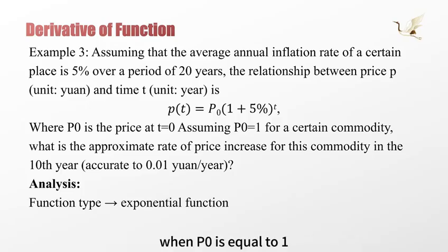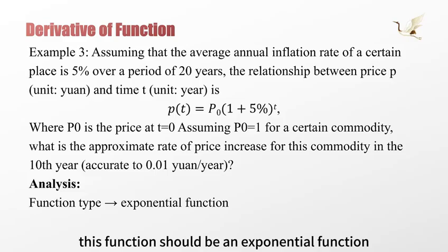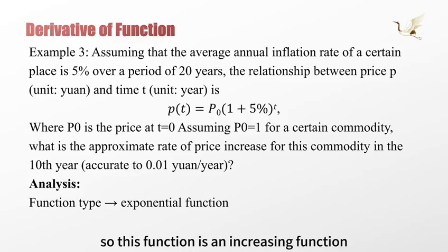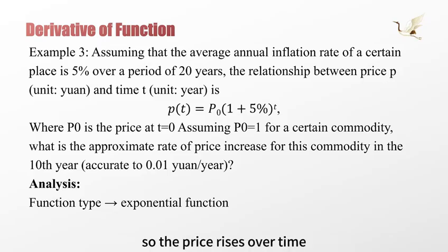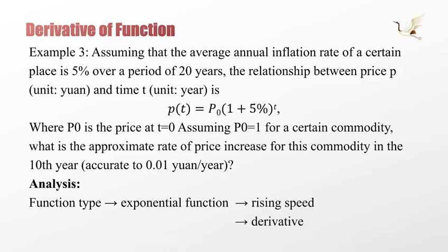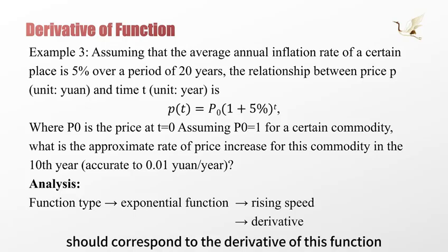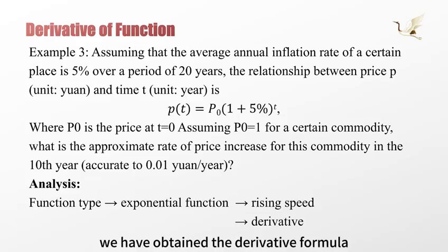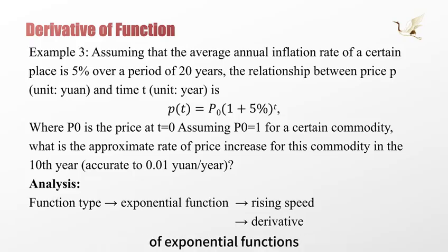When P0 is equal to 1, this function should be an exponential function, and the base should be 1.05, so this is an exponential function with a base greater than 1. So this function is an increasing function, so the price rises over time. So the speed of price increase should correspond to the derivative of this function. So from the derivative formula of basic elementary functions, we have obtained the derivative formula of exponential functions.